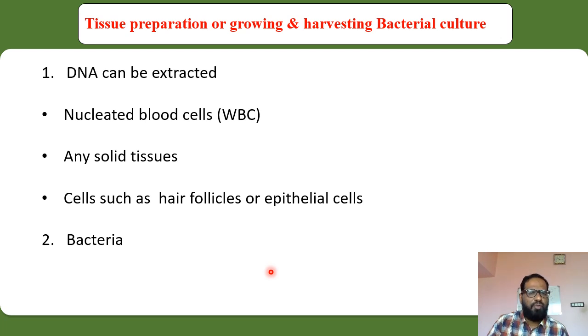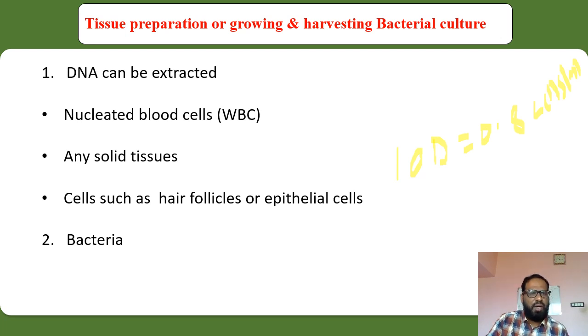It means that if you take 1 OD, that is equal to 0.8 into 10 raised to 9 cells per ml. It means that if you want to have 2 to 3, if you have got somewhere about 2 or 3 OD, it's more than enough for you to extract the DNA from that particular bacteria.